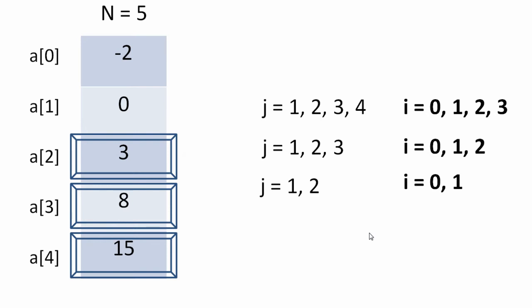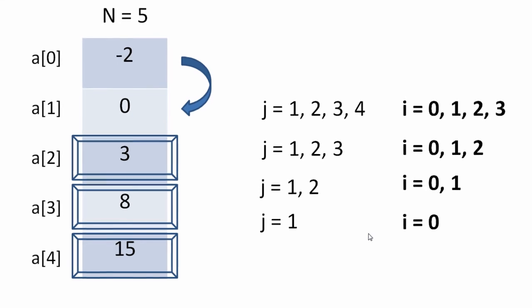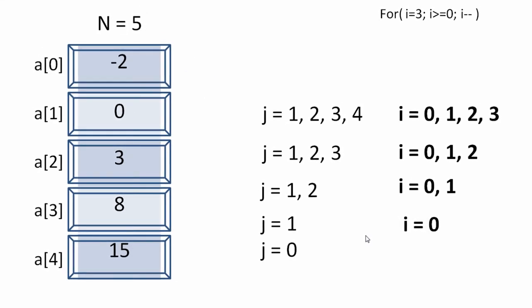Now the next iteration. Now compare a of 0 with a of 1. -2 is not greater than 0, so leave it as it is. Now a of 1 is also sorted, and a of 0 is also sorted by comparison.